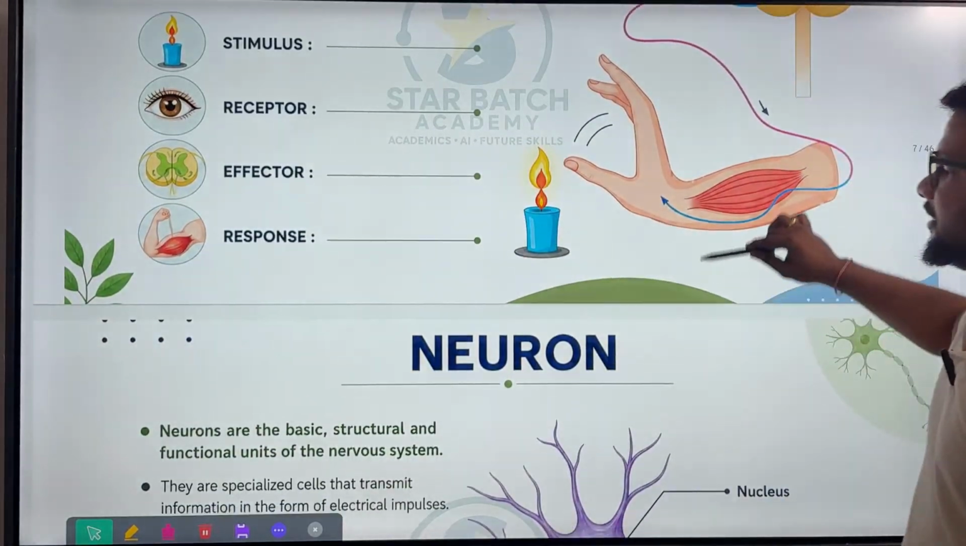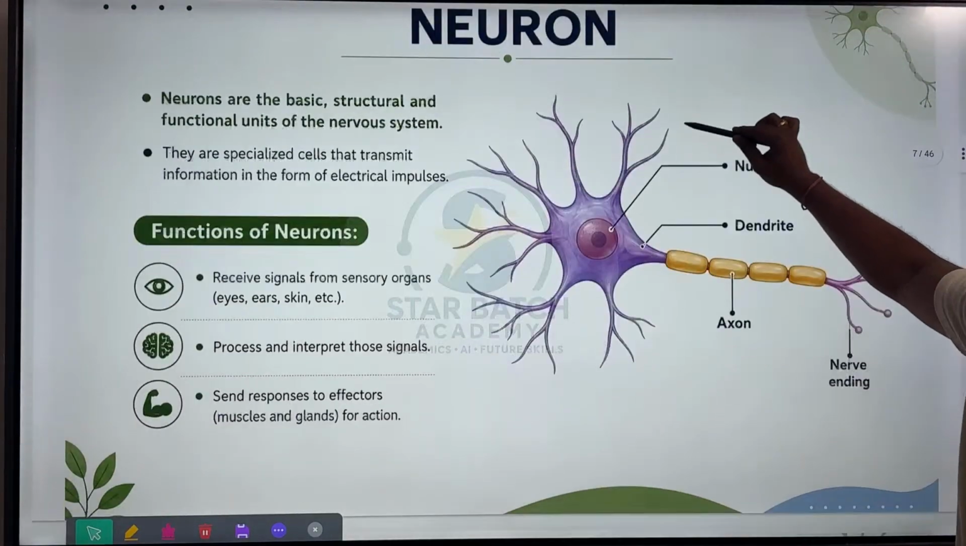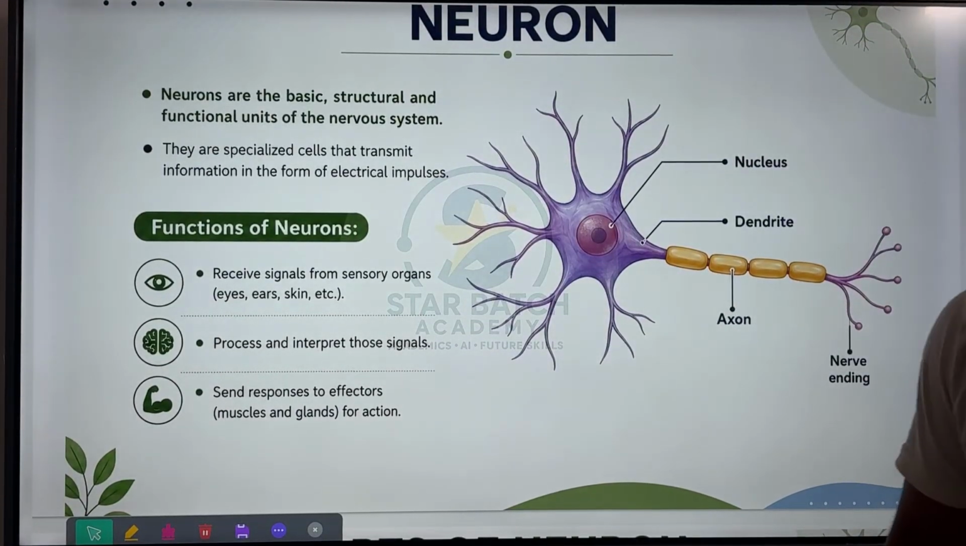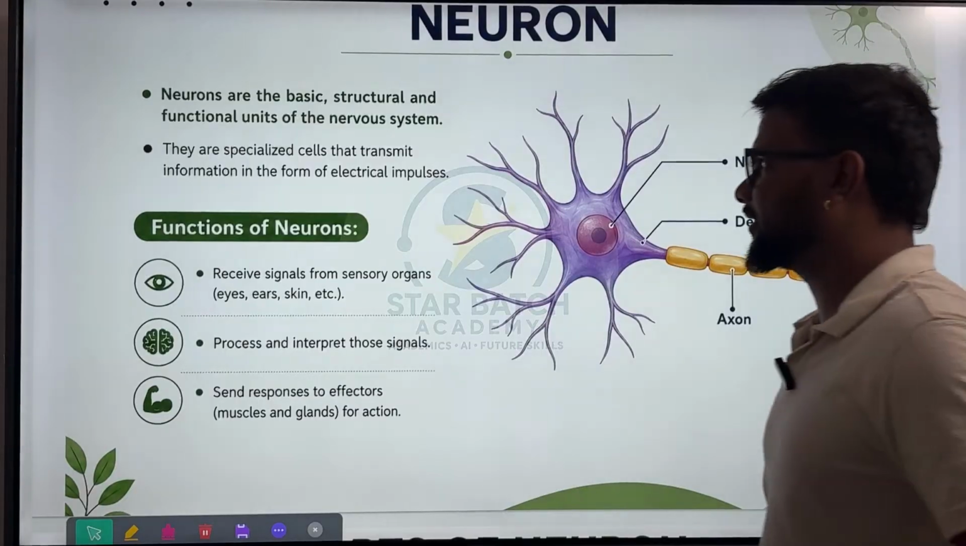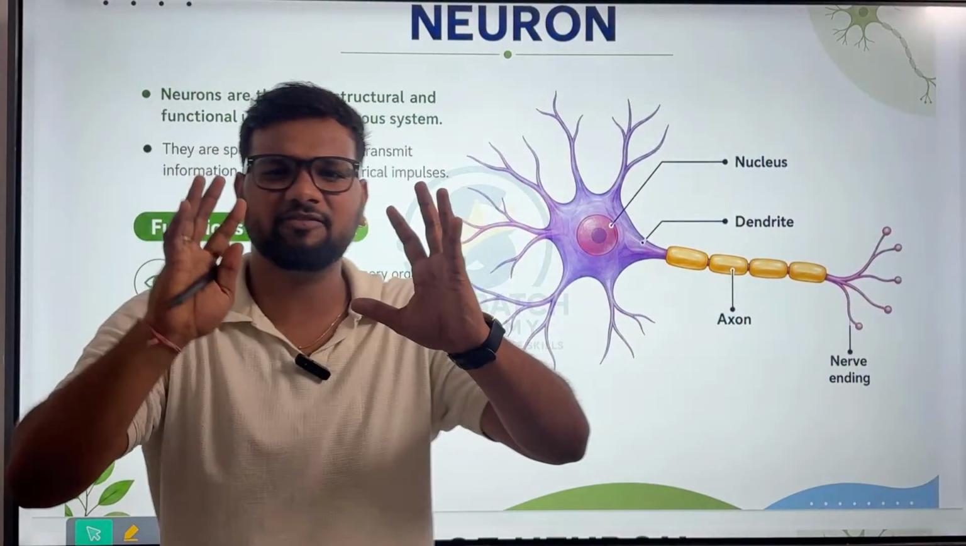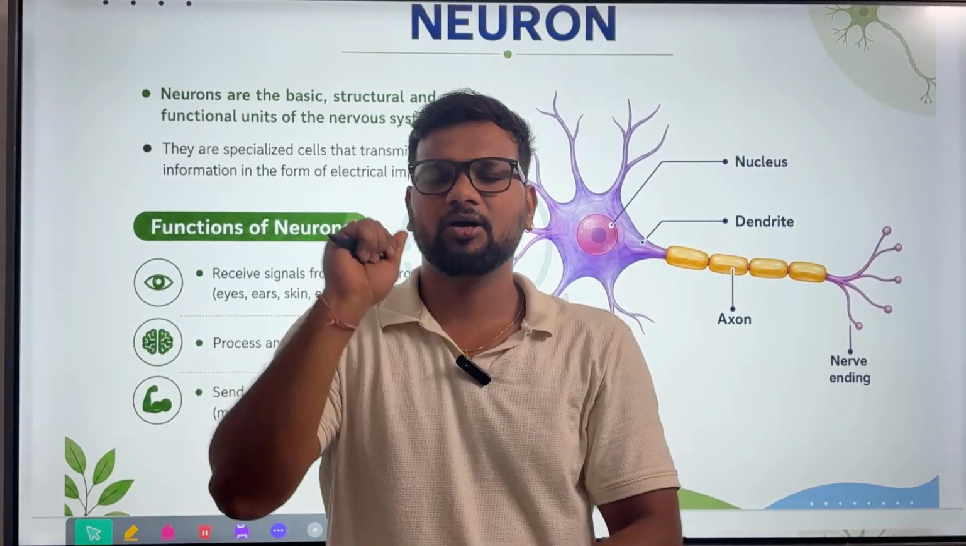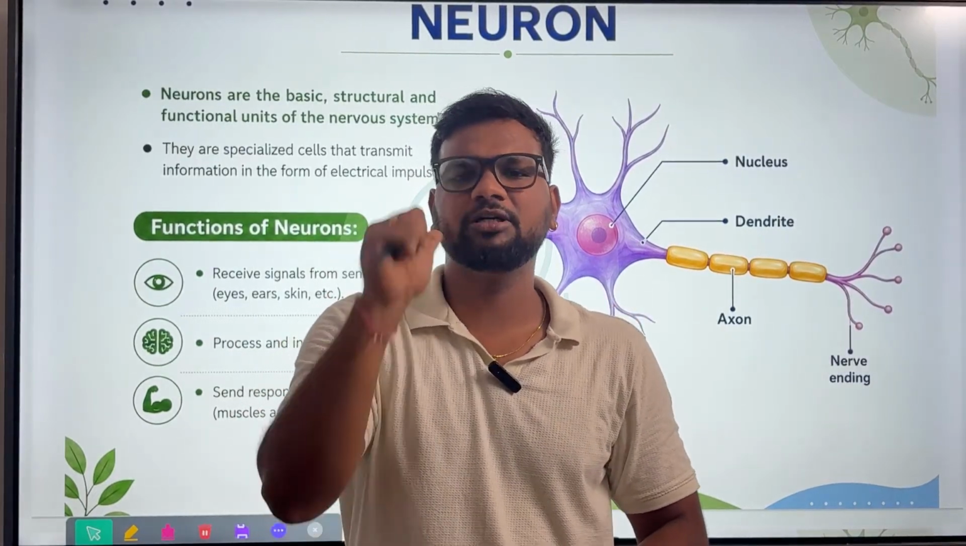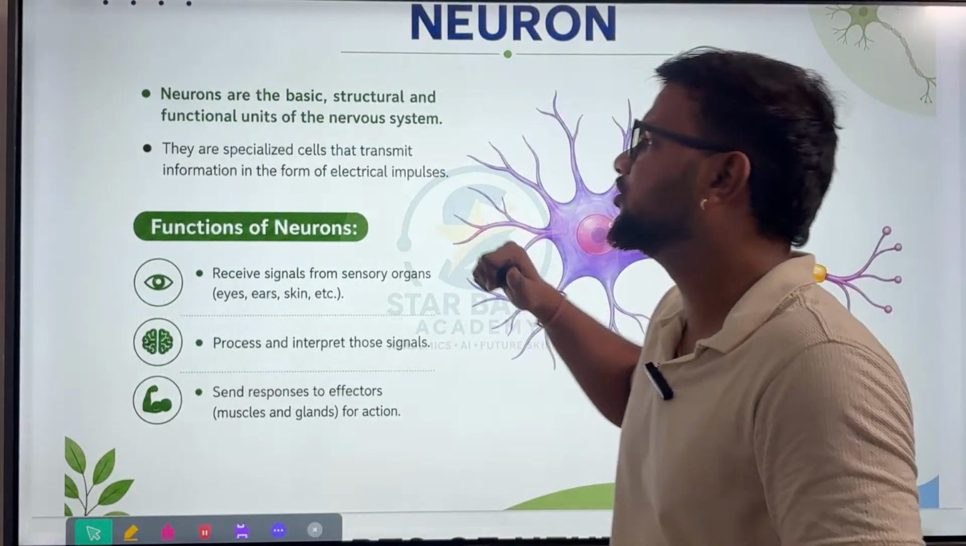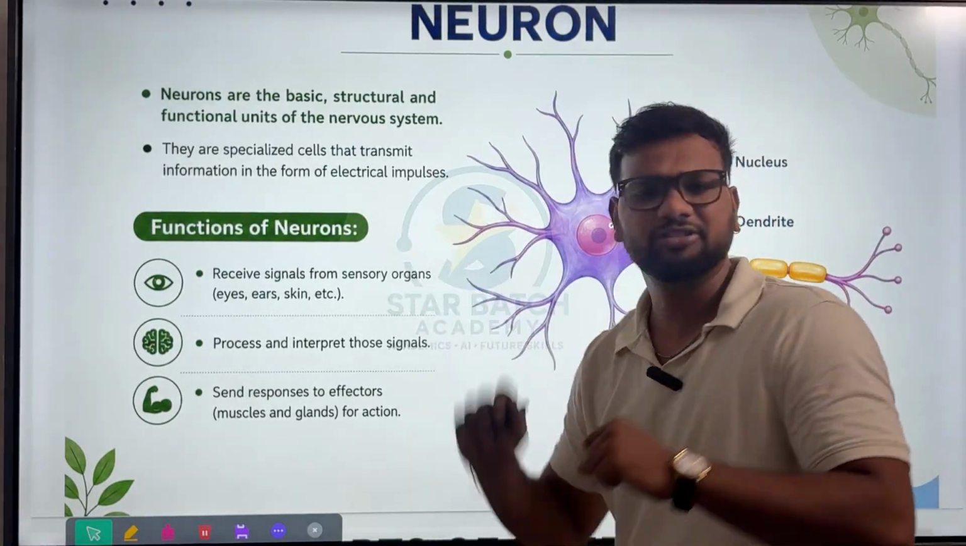Now clear? Neuron, what is the important thing? What is a neuron? A neuron is the basic structural and functional unit of the nervous system. Remember this. What exactly is the neuron doing? Come, let's see the functions of a neuron.